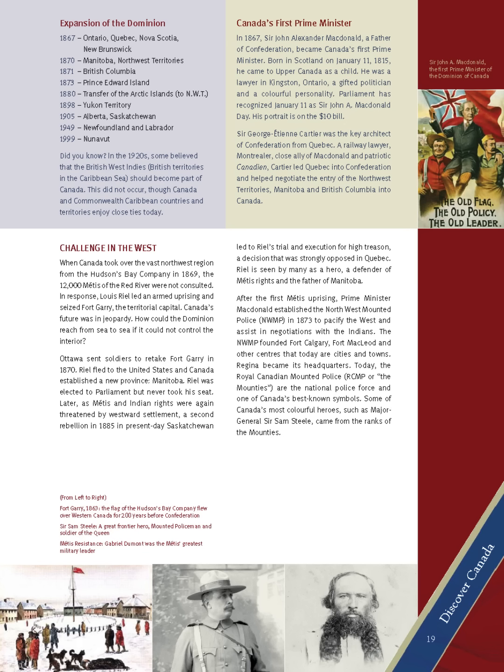After the first Métis uprising, Prime Minister Macdonald established the Northwest Mounted Police, NWMP, in 1873 to pacify the West and assist in negotiations with the Indians. The NWMP founded Fort Calgary, Fort Macleod, and other centers that today are cities and towns. Regina became its headquarters. Today, the Royal Canadian Mounted Police, RCMP, or the Mounties, are the national police force and one of Canada's best-known symbols.